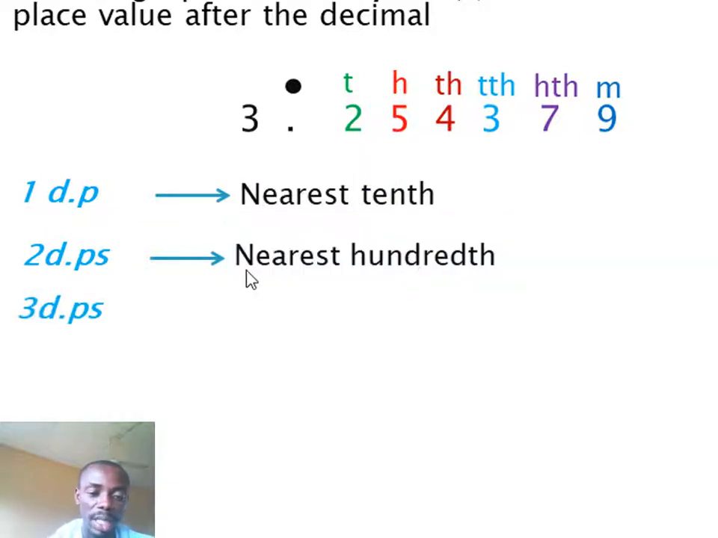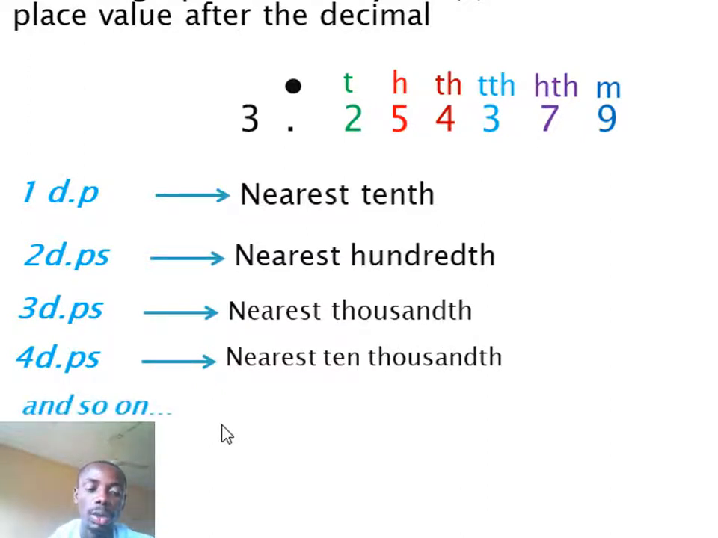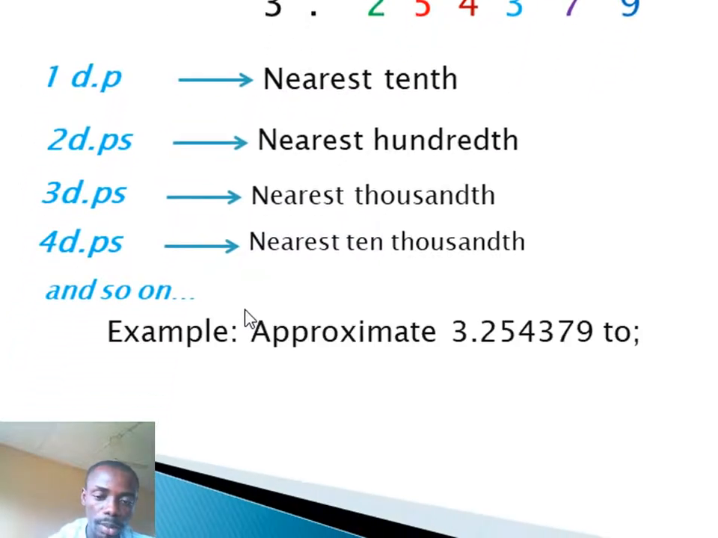Now three decimal places simply means the third figure after the decimal point, which is here. So it's the same thing as saying approximate to the nearest thousandth. Four decimal places is going to be to the nearest ten-thousandth, and so on. I believe that is understood. You can pause the video to ruminate and process what I've taught so far. Now, let's take a look at this example.